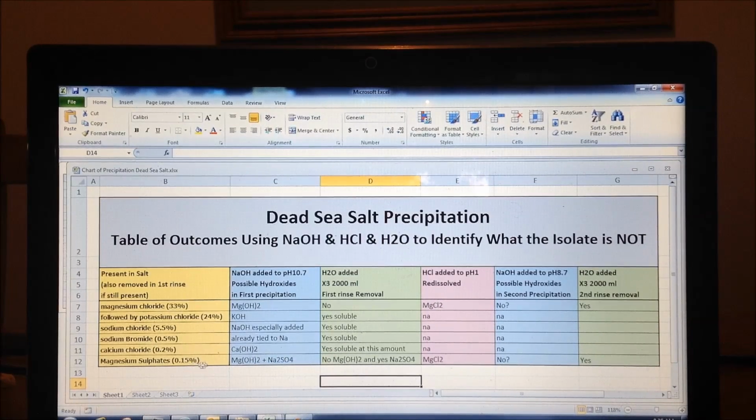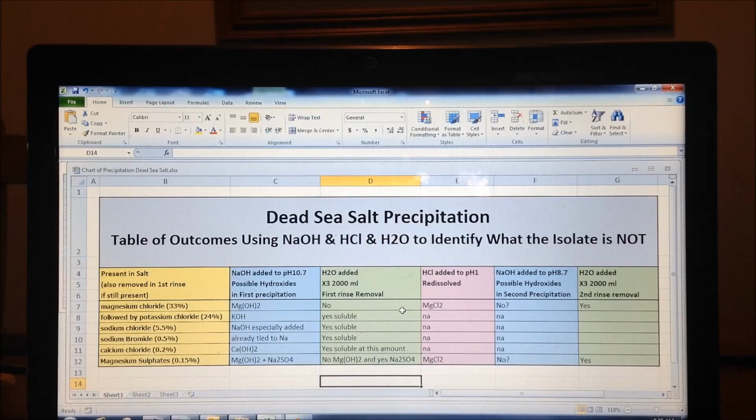And magnesium sulfate could form into magnesium hydroxide and also a sodium sulfate. So magnesium hydroxide is the same as this magnesium hydroxide and is not soluble at the first rinse, so would remain, but that is the next substance that we deal with. And yes, the sodium sulfate is also soluble in water. So what are we left with? Just magnesium hydroxide, and that's it.